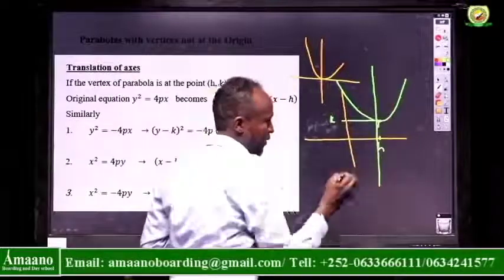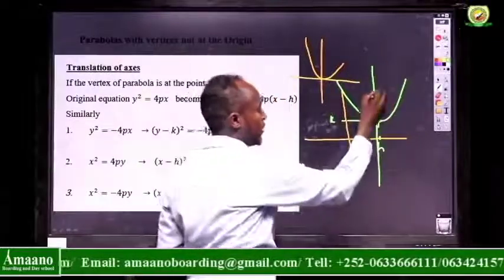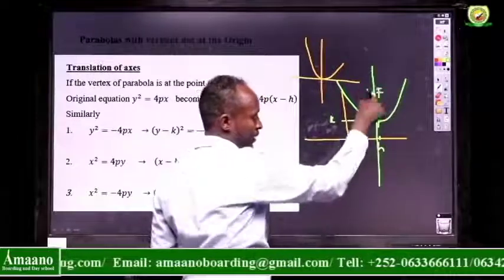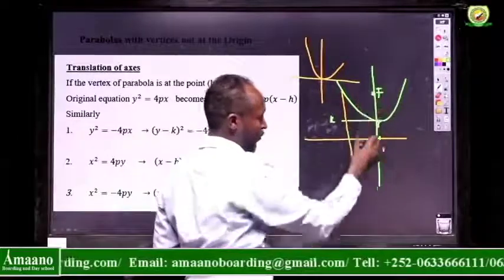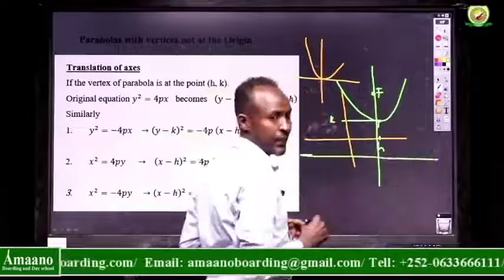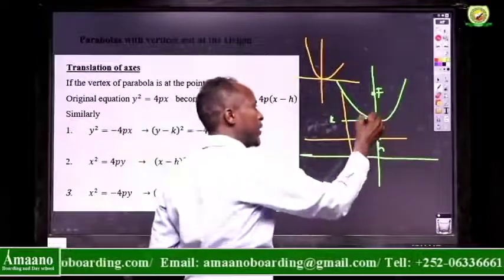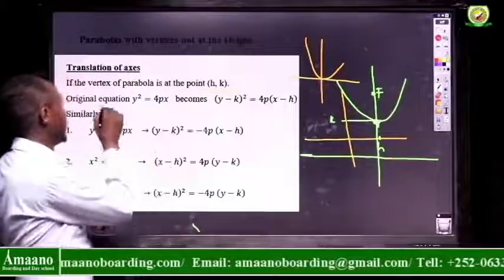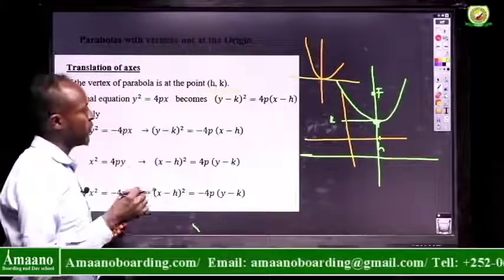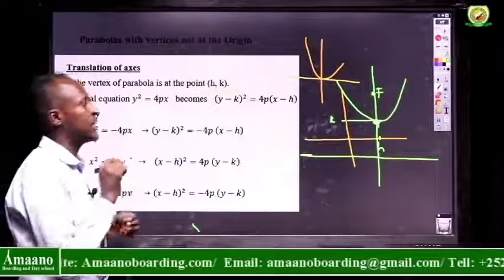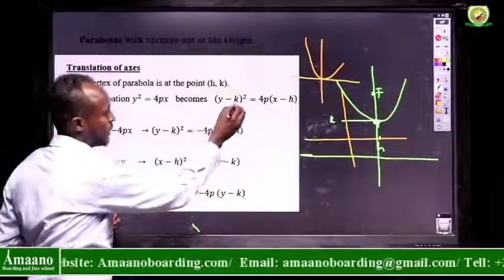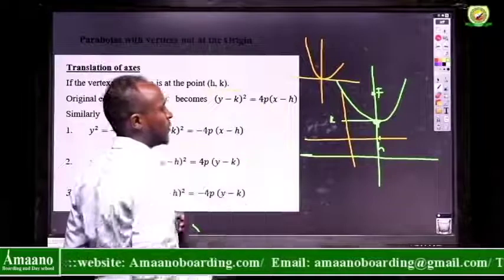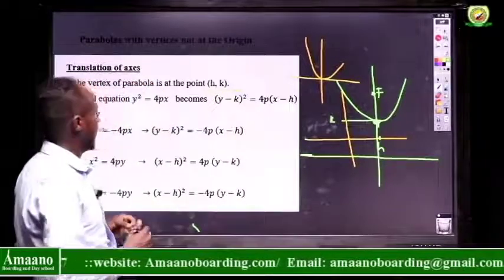That is the axis of symmetry. Therefore, the focus is on the axis of symmetry, and the directrix is on the opposite side of the focus. It goes here. It is horizontal. Therefore, how can we find the equation of this parabola? We will simply use the original equation, which was y squared equals 4px. In this case, it becomes y minus k squared equals 4p times x minus h.